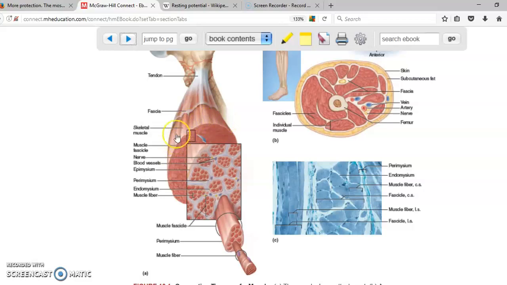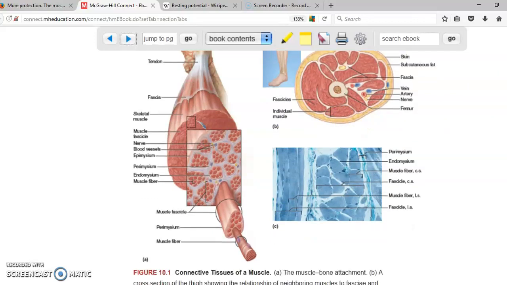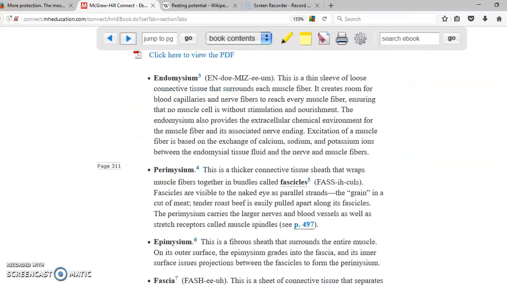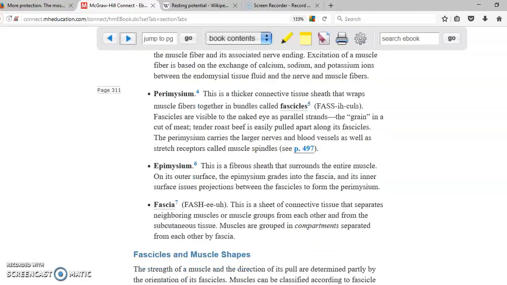And the epimysium is going to be surrounded by fascia. Fascia basically separates this muscle from another muscle. We're going to see this in a little bit more detail later on. So what are the different types of connective tissue membranes that we have? As you can see in here, it is endomysium, perimysium, and epimysium. In addition to those three, you have fascia.